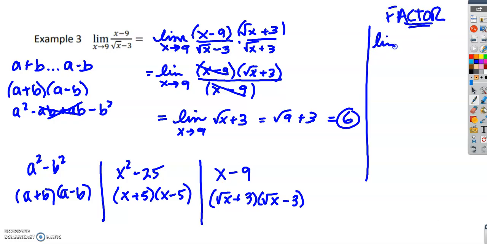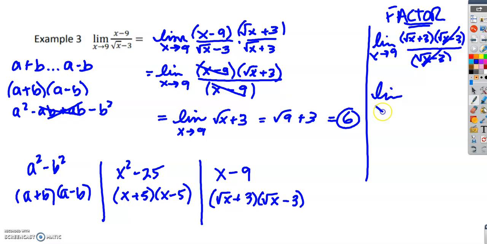So that would mean I'd still have the limit as x approaches 9. My top would now factor into root x plus 3 and root x minus 3, which, aha, now we can see why that factoring would have been helpful. Bam, bam. And then you end up with the limit as x approaches 9 of root x plus 3, which obviously from over here we saw was 6. So that's just two different ways you can do that.